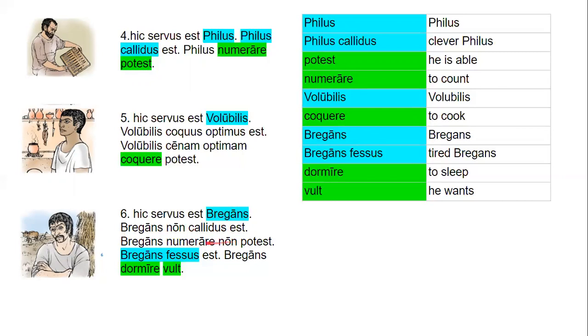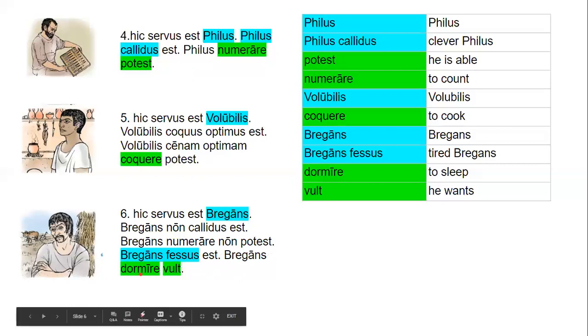Bregans non numerare potest. So Bregans is not able to count. Notice that non is negating potest. So it's he's not able to count, as opposed to he's able to not count. So non is negating potest. So Bregans is not able to count. Bregans fessus est. Bregans is tired. Right? He's a tired slave, which is maybe suggesting that he's a tad bit lazy, right?